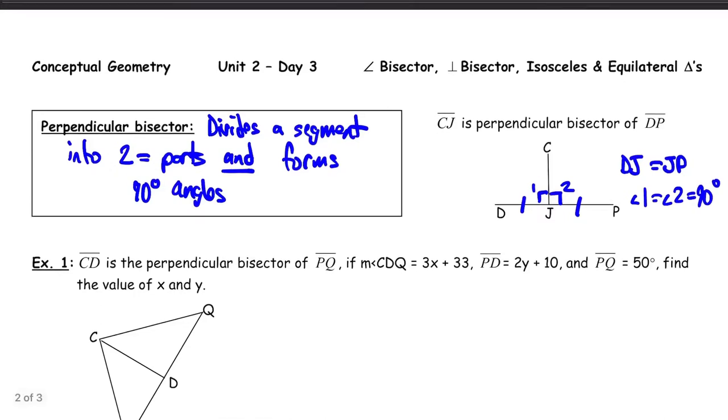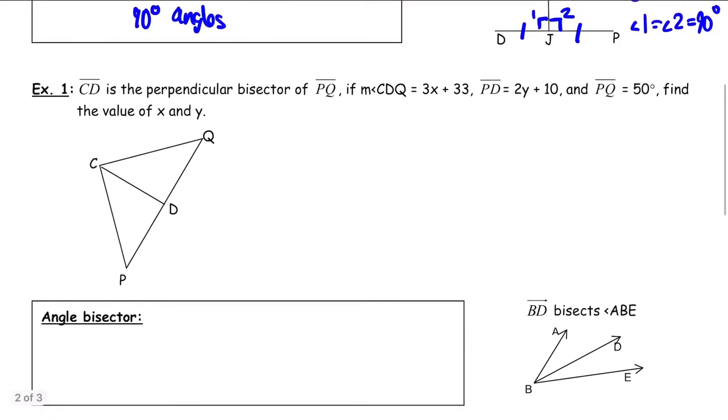All right, let's look at an example. It says CD is the perpendicular bisector of PQ. So before I go on and read any more, I'm just going to note that perpendicular bisector, those two are right angles, and this segment and that segment are going to be congruent. And it says if the measure of angle CDQ, so let's trace it, CDQ. Obviously that's going to be a right angle, right? That's 90 degrees. So this stuff here is going to equal 90 degrees. 3x plus 33 equals 90 degrees.